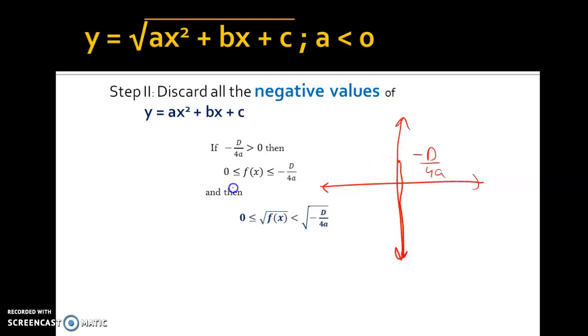But square root of a negative real number is not defined, so we have to cancel the points below the x-axis. We cancel all these points. We start over from 0, from 0 to minus D by 4a. Then taking square root on both sides, we get the range of this function.